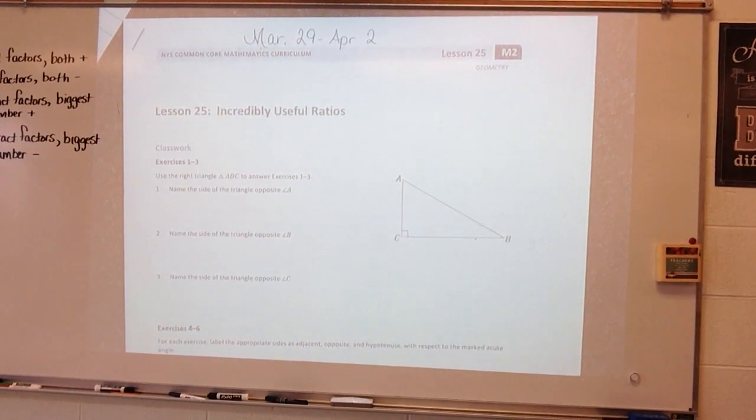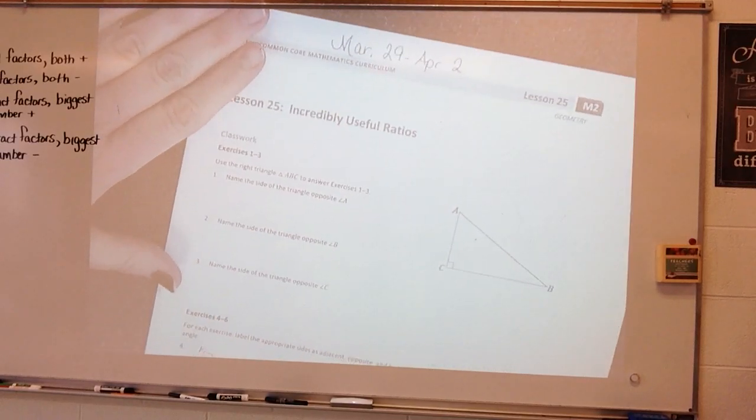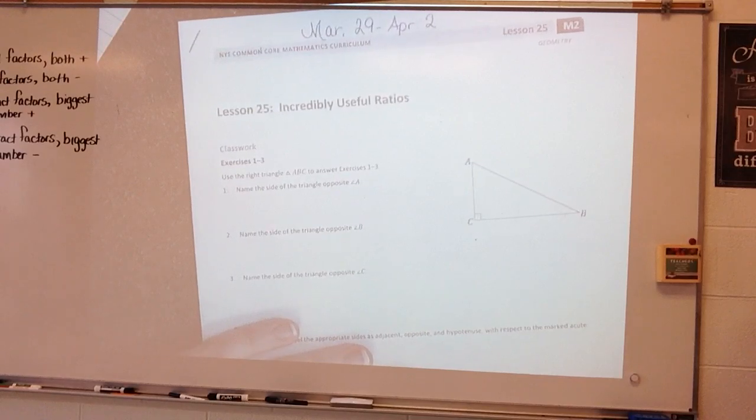March the 29th through April the 2nd, lesson 25, incredibly useful ratios. So we've been talking about right triangles and the Pythagorean theorem, and we wrote some ratios last time. We want to look at what these incredibly useful ratios are going to be. Alright, so let's go ahead and look at exercises 1 through 3.